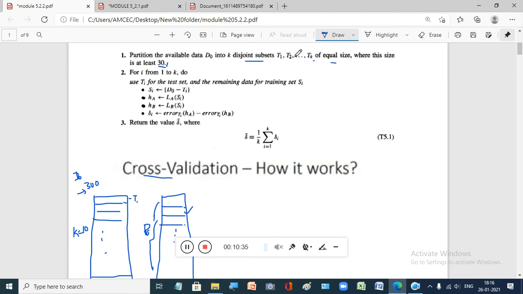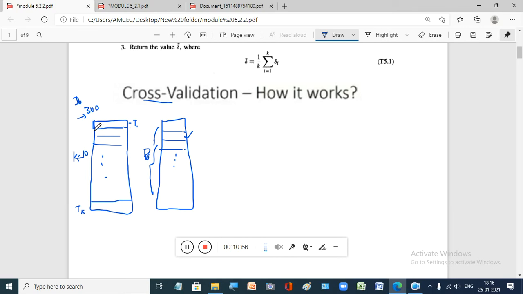So for i varies from 1 to K, use Ti for the test set and the remaining data for the training set. Now let us start with the first one. The first subset, T1, is taken for testing purposes and all the remaining data, that means the remaining 9 parts, since totally we have 10 parts here. The first part T1 is taken for testing and the remaining is taken for training.